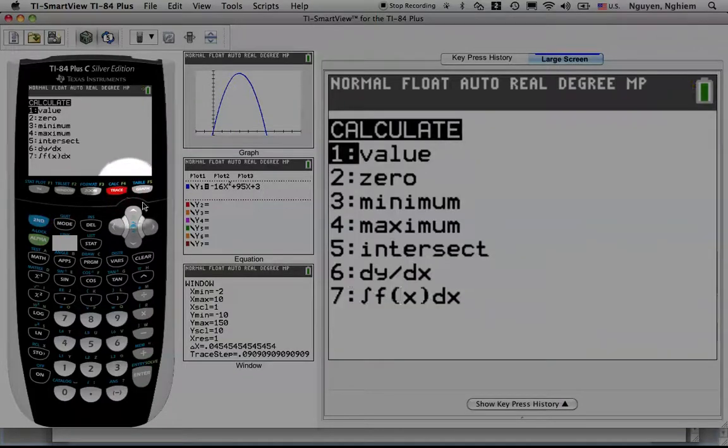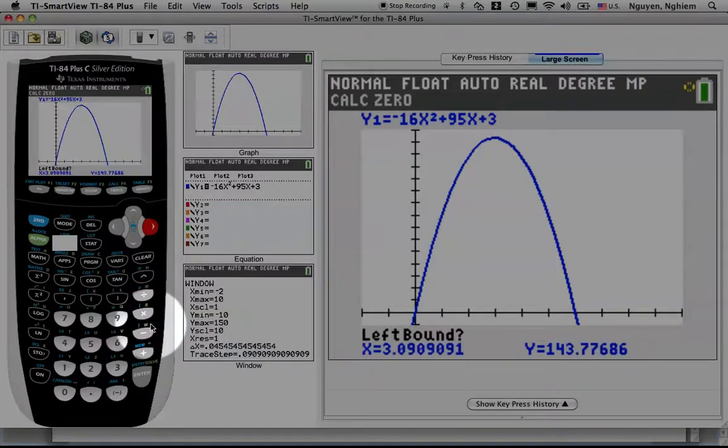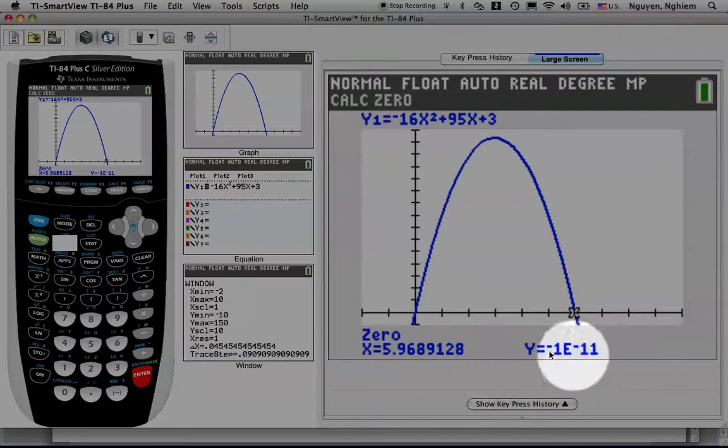Second calc, 0. Left bound, well, I'm already on the left side, but I'm going to go a little bit closer just because it's a little bit easier for me to deal with. Enter. Go a little bit to the right, enter, and then bring it back for a guess as close as I can. Okay, so you see this number here, -1e to the -11th. That's just a rounding error, and it's practically 0.